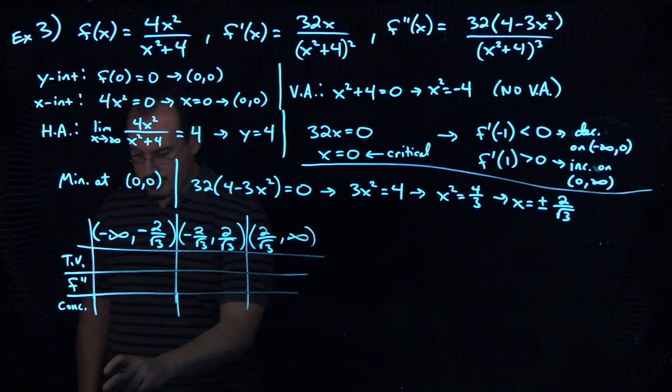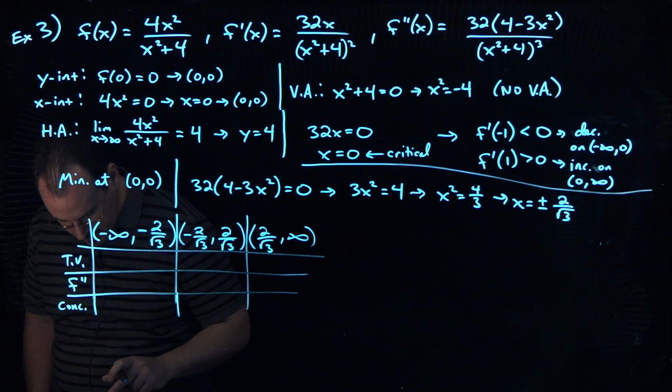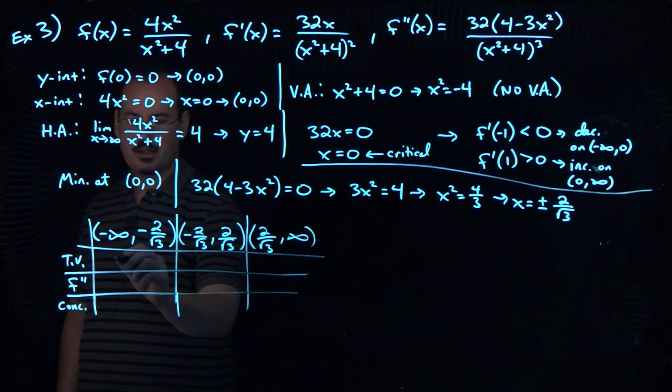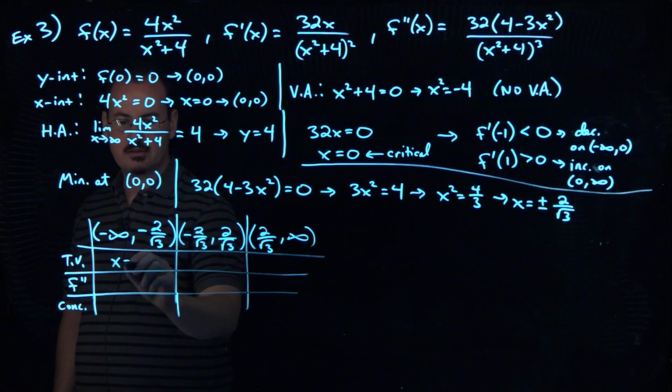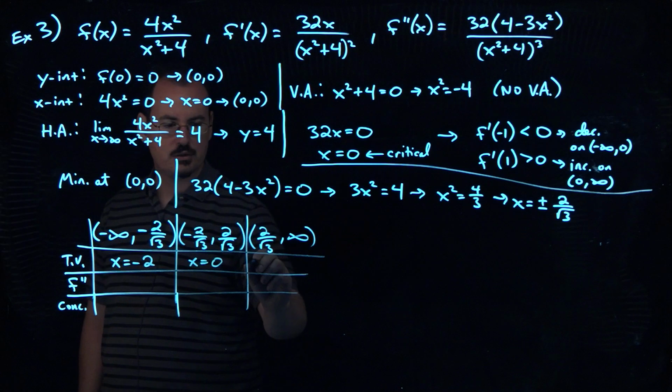So 2 over root 3, let me see what that is as a decimal so we can figure out what a good test value would be. So that is 1.15. So we'll go smaller than that. X equals minus 2. We'll pick 0 here, and then we'll pick 2 here.